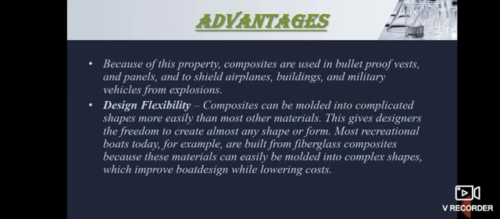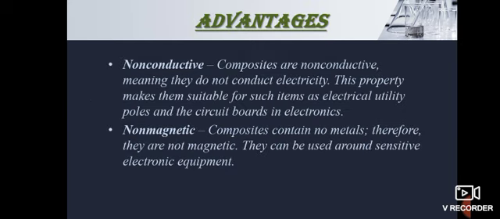The next one is design flexibility. Composites can be molded into complicated shapes more easily than most other materials. This gives designers the freedom to create almost any shape or form. Most recreational boats today, for example, are built from fiberglass composites because these materials can easily be molded into complex shapes, which improve boat design while lowering cost.